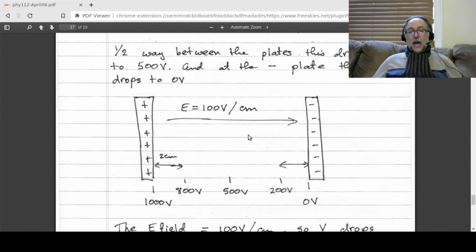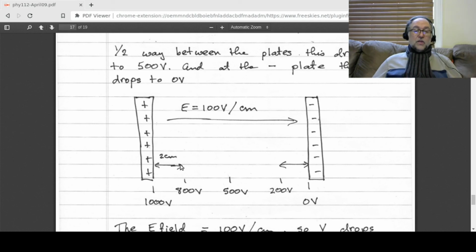And if you're 2 centimeters away from the negative plate, then you're at 200 volts, because you'd be at 0 volts there. Always think in terms of a positive charge. A positive charge would want to sit right there. That's where this positive charge would want to be. And so over here, it's like you've pulled it into the field, 200 volts. If you pull it to the halfway point, that's going to be 500 volts.